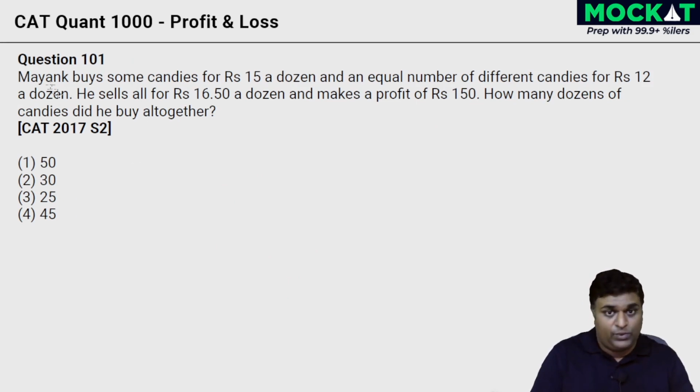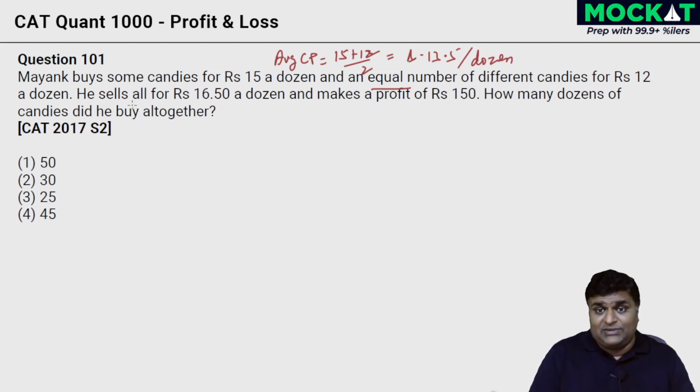On to question 101. Mayank buys some candies for rupees 15 a dozen and an equal number of different candies for rupees 12 per dozen. Okay, it's an equal number, right? What's the average cost price? That's going to be simply 15 plus 12 by 2, because the number of candies purchased is the same for both types. 15 plus 12 by 2 is coming to rupees 13.5 per dozen. Let's not miss out on that.